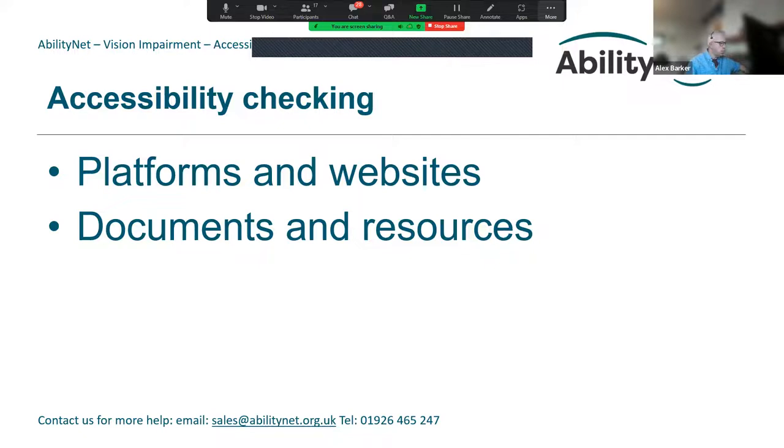PDFs are very different. As a flat document, they are very difficult when accessibility is concerned. And we do have a course on PDF accessibility to provide some guidance on making accessible PDFs. And you can find that information on our website.